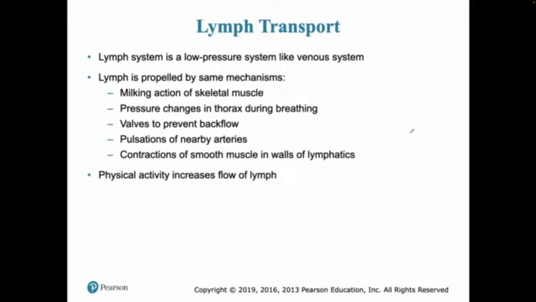Now, what is the lymph system? The lymph system itself is a low pressure transport system, like the venous system. Lymph is propelled by a mechanism very similar to what veins use. For example, the movement or milking action of skeletal muscle. Pressure changes in the thoracic cavity when we breathe also move lymph. There are valves that prevent backflow. There is also pulsation: if an artery is close by, it creates a pulse that keeps the lymph going, especially if they're in touch with each other.